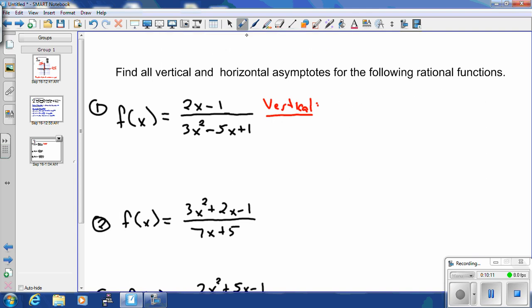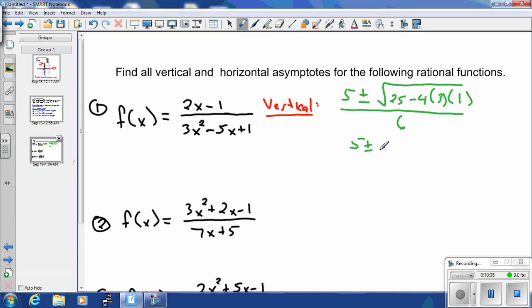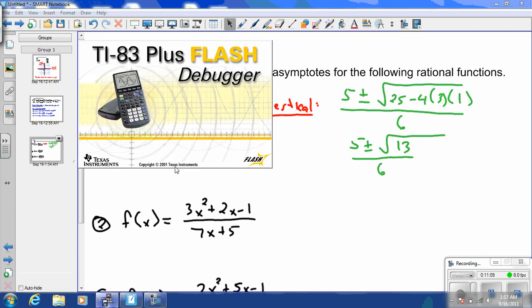So we have the opposite of b, plus or minus the square root of b squared, which is 25, minus 4 times a times c, everything divided by 2 times the a value. So this becomes 5 plus or minus the square root of 25 minus 4 times 3 times 1, which is 13, all divided by 6. We're going to get 2 decimal answers. The square root of 13 is not a nice number to deal with here.